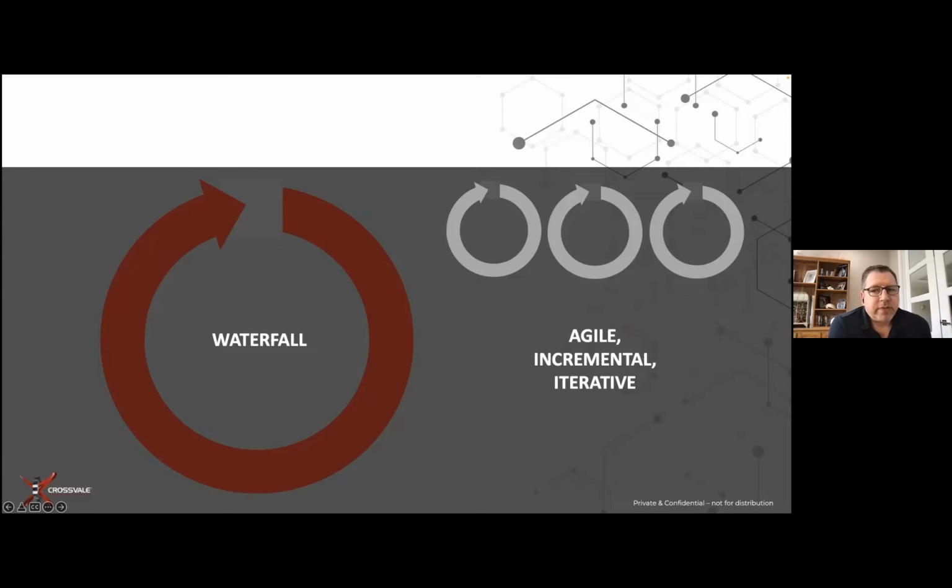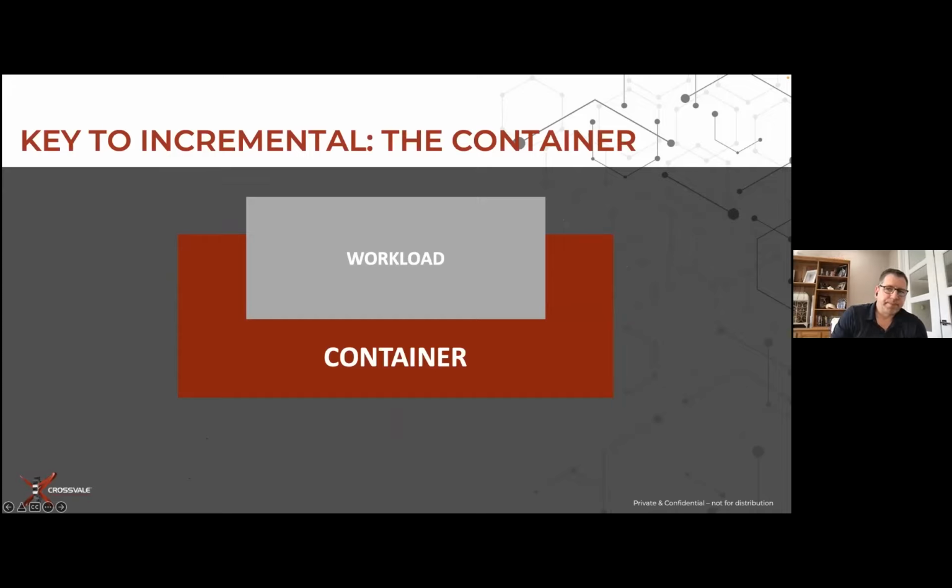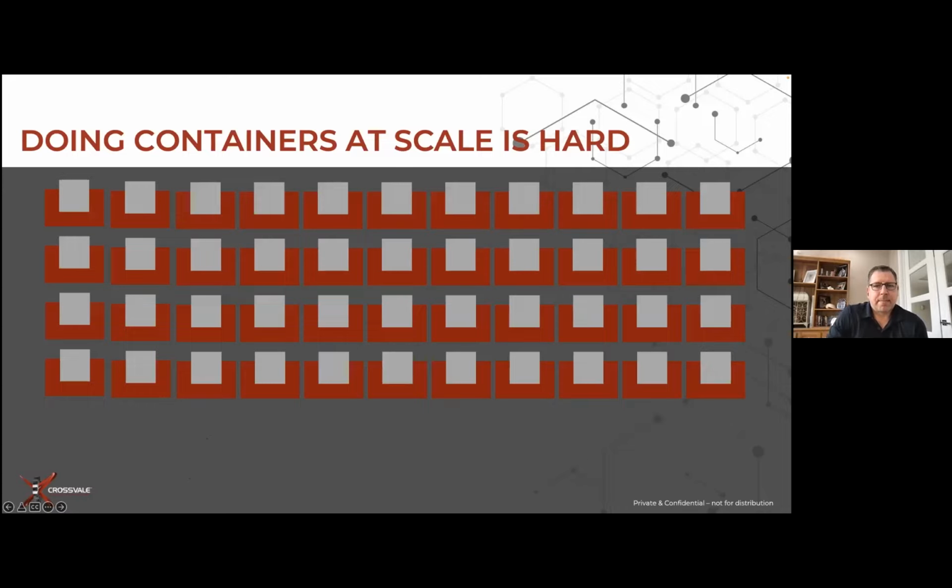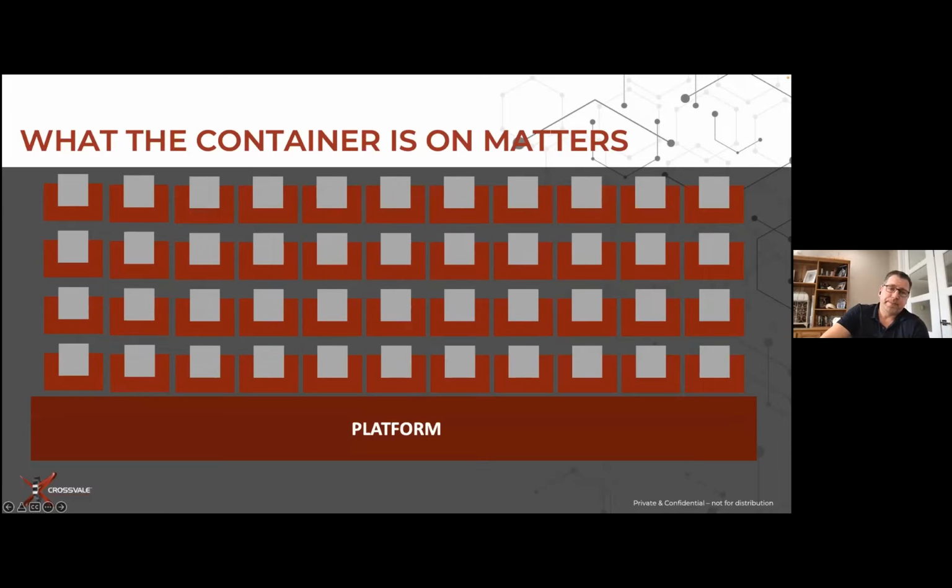It's very easy to move these technologies, but not actually change the way in which you build and deploy applications. Agile is all about small incremental change rather than the big bang. The key to this is the container. The reality is doing containers en masse is actually quite difficult, even complex. So doing containers at scale is hard. This is why the platform matters.